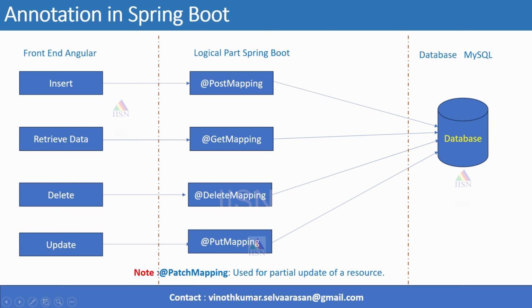For deleting any records, you can use @DeleteMapping. This DeleteMapping annotation is used to delete the data in the database table. And PutMapping is for update.